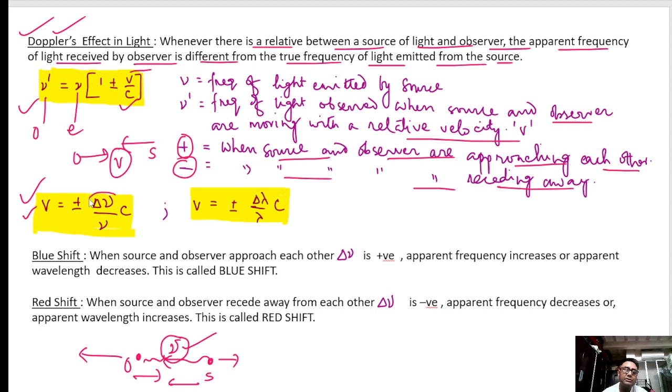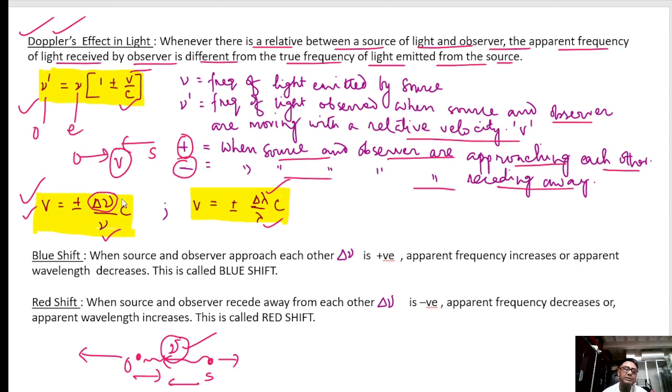This is the change of the frequency observed when the source and observer are moving. This is the frequency of light emitted by the source. So in terms of wavelength we can write like this. Plus will be taken when the source and observer are moving towards each other, and minus will be taken when they are moving away from each other.